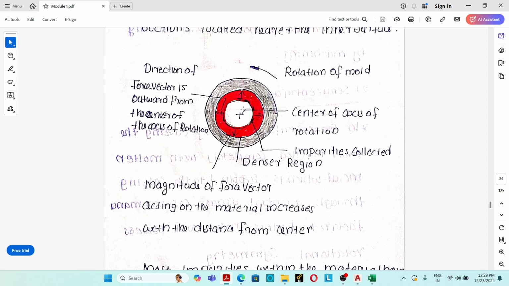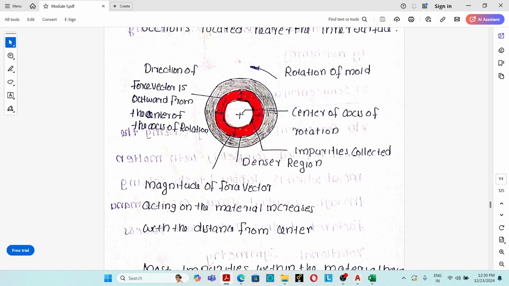So the important point is, due to the variation of forces acting over the molten material, the force increases when moving in the outward direction. A large amount of force acts over the material very near the mold wall, and very little force acts over the material very near the axis of rotation. So a high density casting will be created in the outer region, and a low density casting in the inner region. The impurities will always be located in the inner region, and they can be removed by some machining operation later.